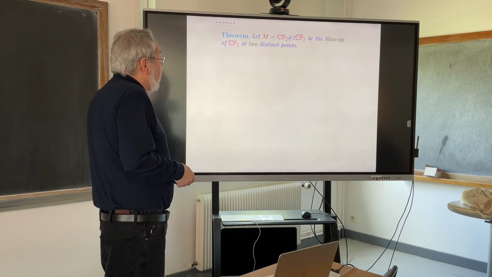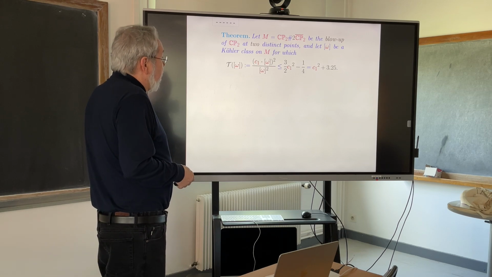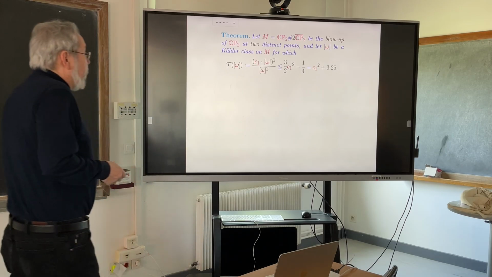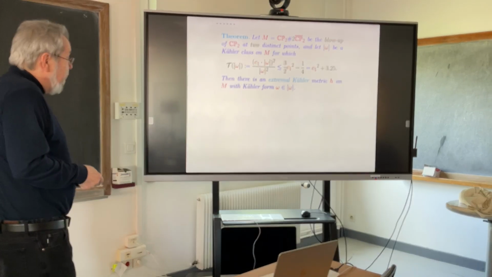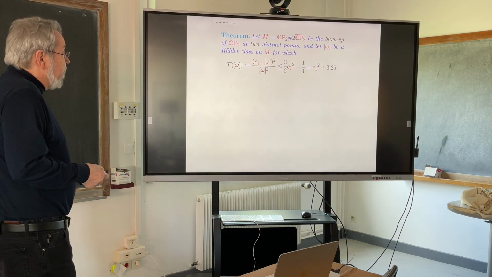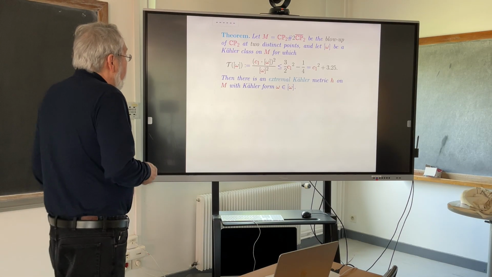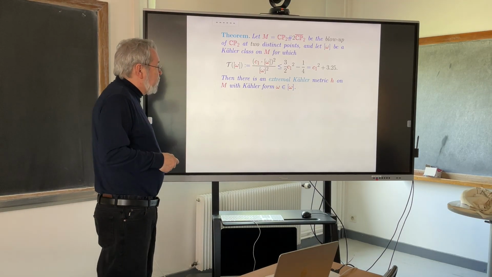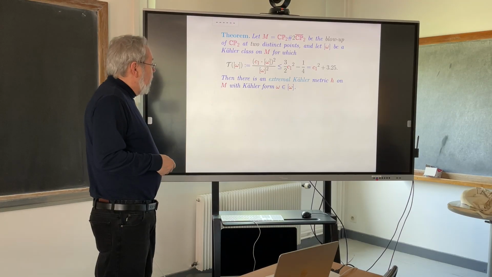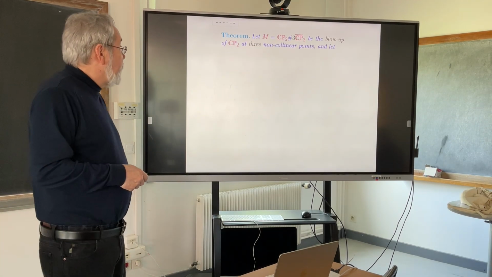So if you take CP2 and blow it up at 2 points, then you can work just in the realm where this topological term is small. You're trying to minimize it, and then one can prove that in this range, every Kähler class is represented by an extremal Kähler metric with Kähler form in that Kähler class.